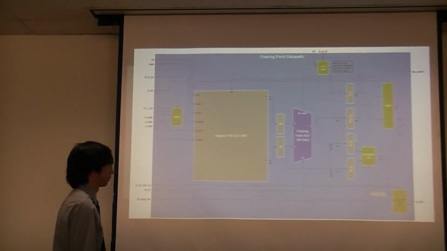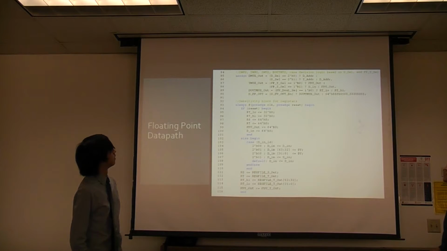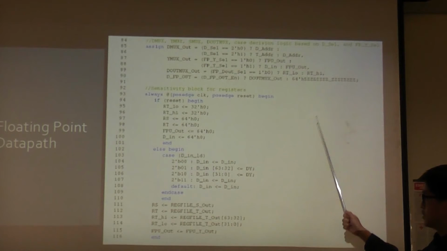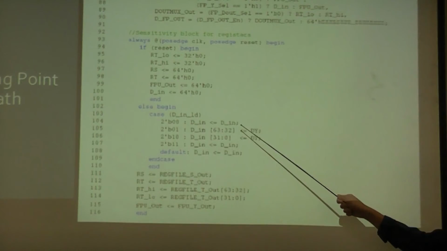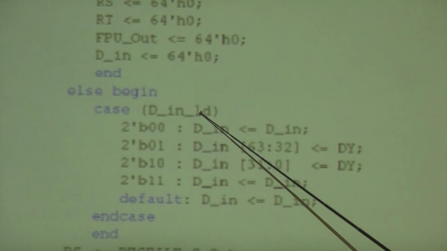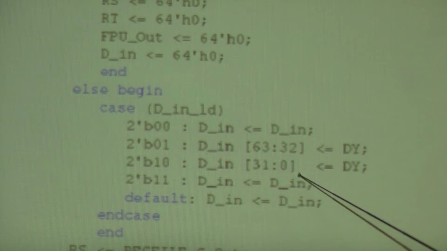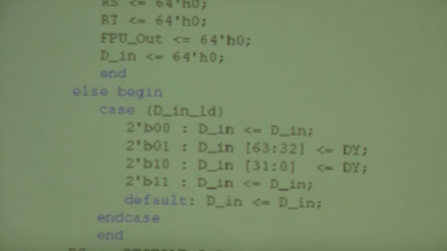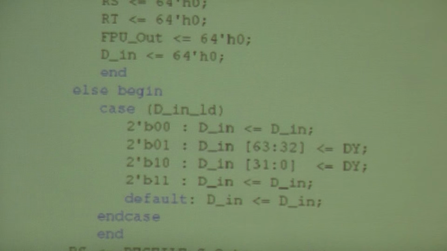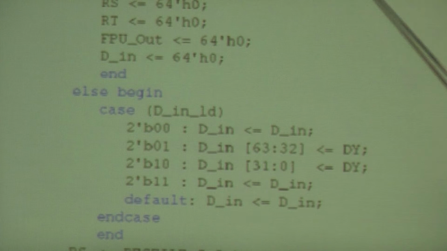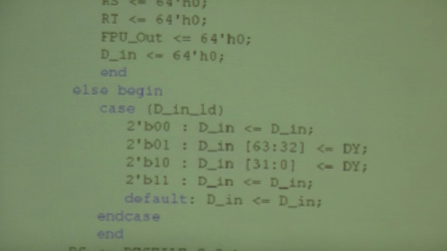Go ahead and move on to the next slide. So this is our implementation, basically that, but in code. The interesting part here is this case statement, which is how we loaded in the 32 bits. It was controlled by the control word. Depending on the state, it would load in the first 32 bits, and then the last 32 bits, into DN, which would then go into the registers. And this is the high impedance part that was implemented in just one line.